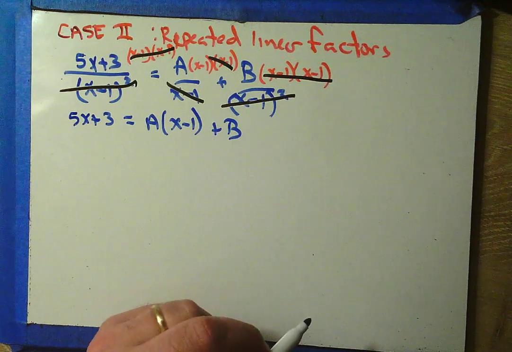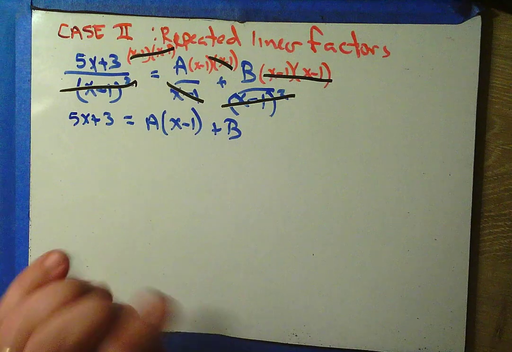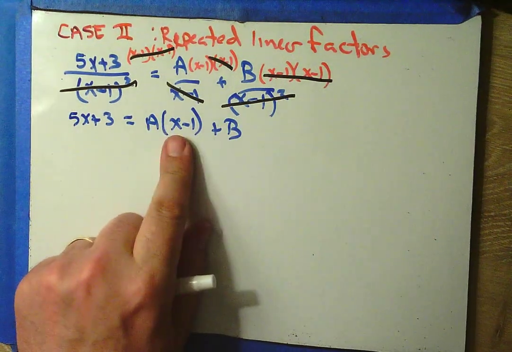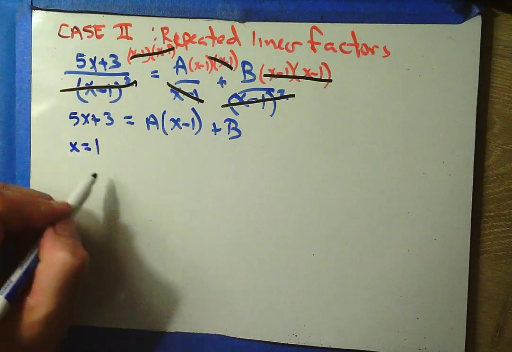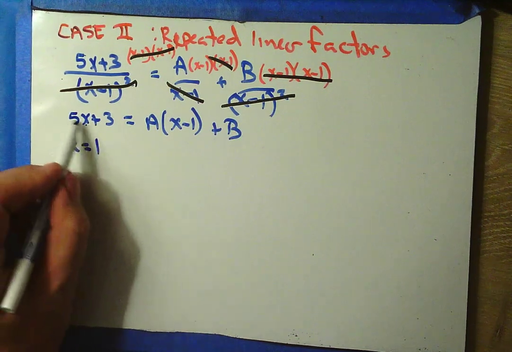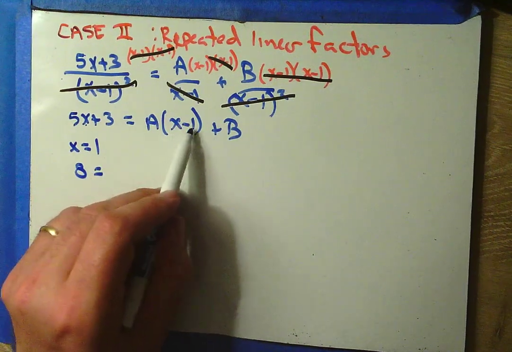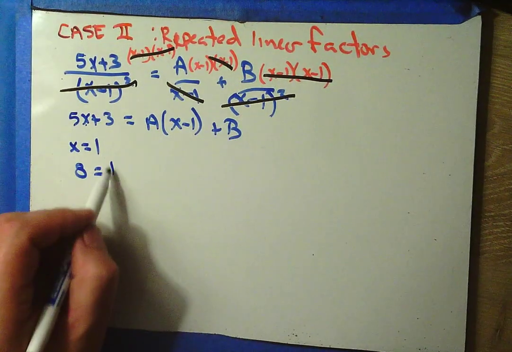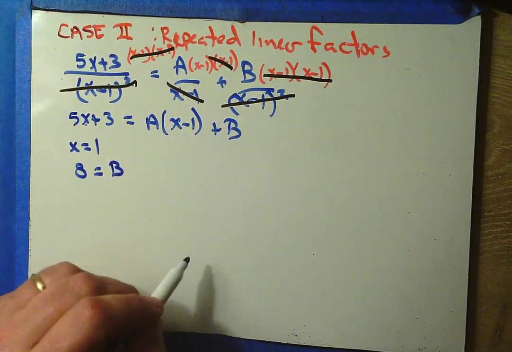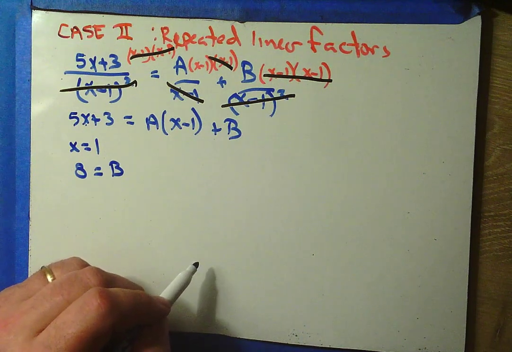Now, this is where magic numbers starts to be problematic, because I only have one magic number. Okay, so my magic number would be x equals 1. I put in a 1 here. I get 5 plus 3 is 8. I put in a 1 here. 1 minus 1 is 0. 0 times a, poof, a disappears. And now I've got just b. Great, I know what b is equal to, but I don't know what a is equal to, and I don't have any more magic numbers.